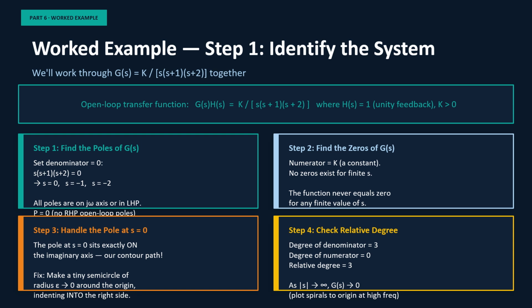Now let's take an example. G(s)H(s) equals K divided by s times (s plus 1) times (s plus 2). First, the poles are 0, minus 1 and minus 2. None are in the right half plane. So P equals 0. There are no zeros. There is a pole at 0, so we must use a detour.